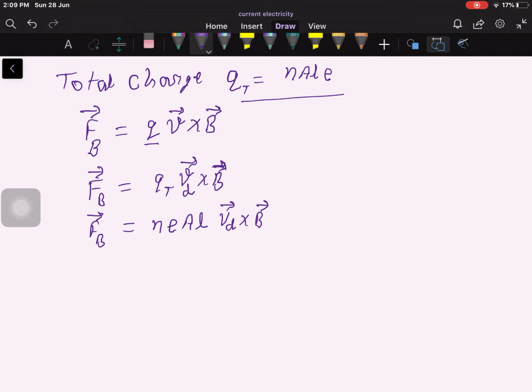Very simple. So this is the Lorentz force on any current carrying conductor. Already we have studied this, simply F is equal to q V B. In the previous chapter we studied a quantity called current density. If someone can recall, current density J, a vector quantity, is equal to N e Vd.